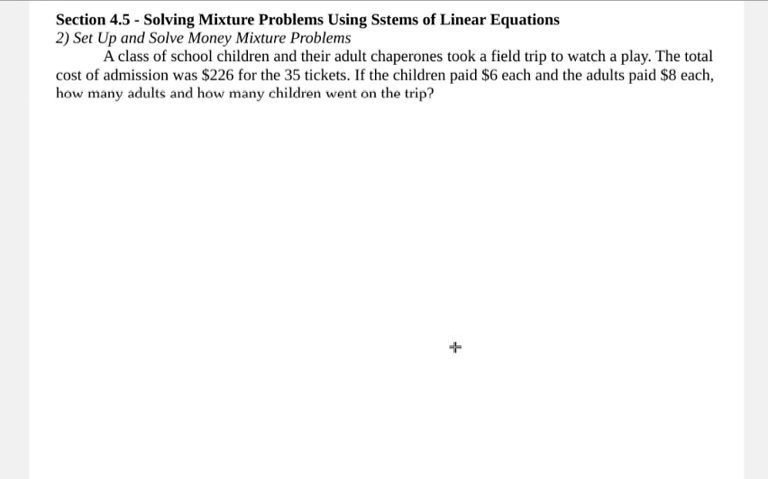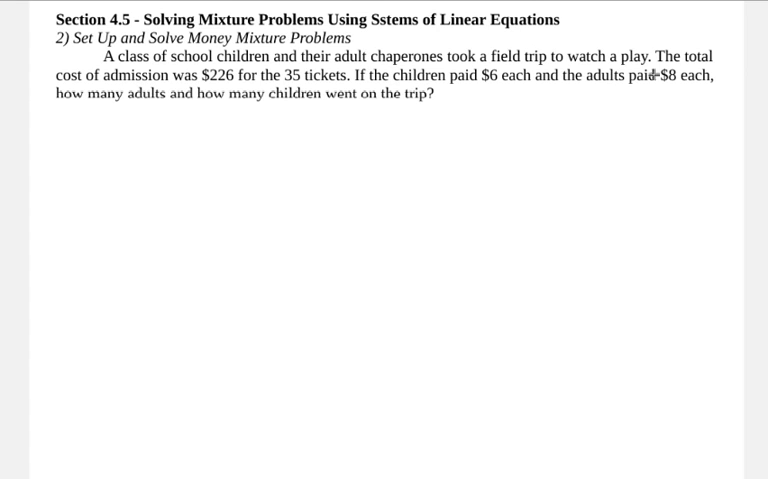Alright, now we're starting section 4.5. 4.5 is concerned with a type of problem generally called mixture problems. With these mixture problems, it can be a little tricky to set them up because, unlike with uniform motion problems where you can generally just go to the distance equals rate times time formula, you're not given a formula on these. You kind of have to figure out what formula is appropriate.